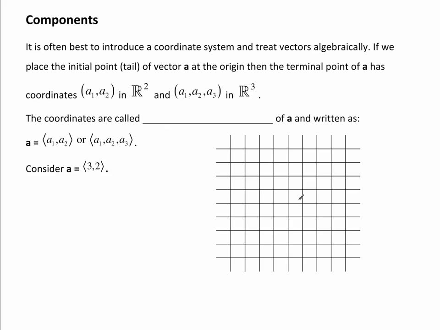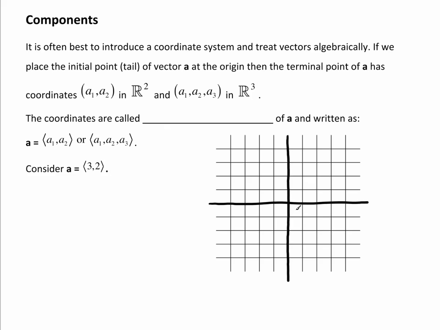Now, if we place the initial point, which is the tail of a vector, at the origin, and we then make the terminal point of A, the terminal point then has coordinates A1, A2 in R2, and A1, A2, A3 in R3. So let me establish my axes here real quick. I'm going to work in R2 right now because it's much easier to draw in R2 than it is in R3.